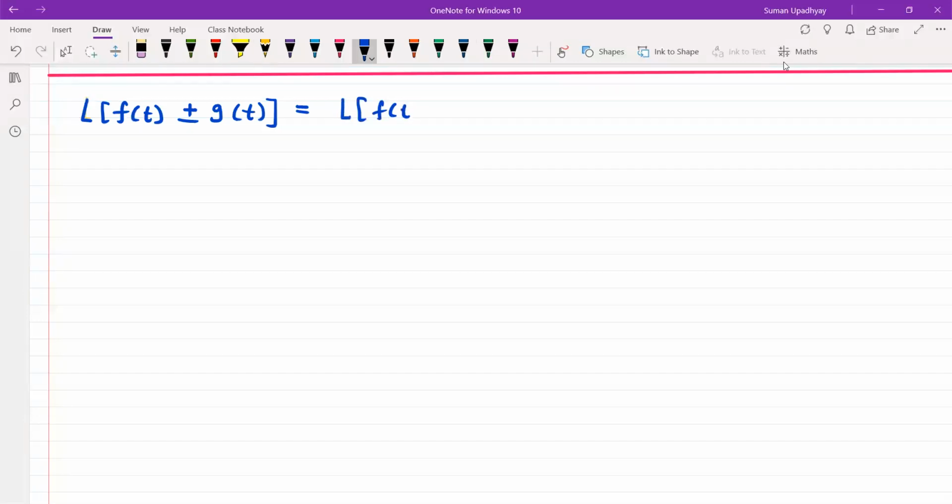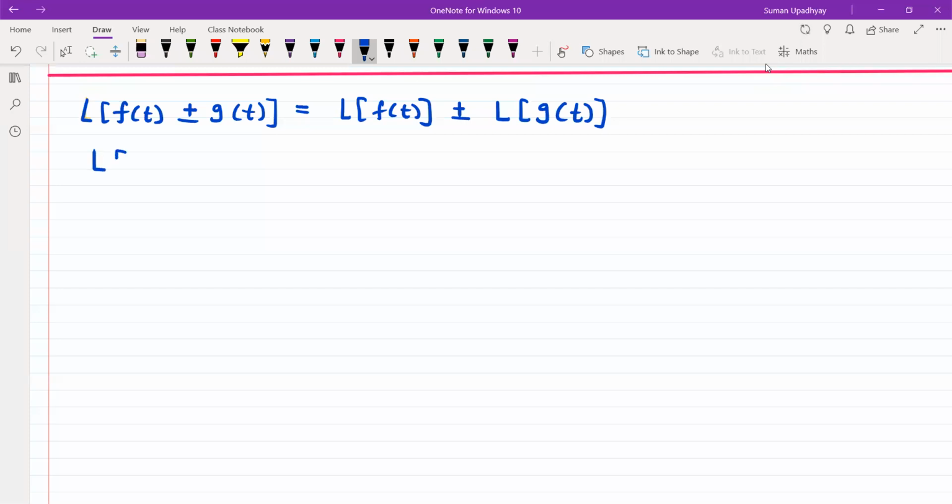We find the Laplace transformation of f of t. Then whatever sign is there, if plus is there, I will write plus; if minus is there, we write minus. And then we find the Laplace transformation of g of t. Right? So we all know the Laplace transformation of f of t plus or minus g of t: we can find it this way, Laplace of f of t plus or minus Laplace of g of t.